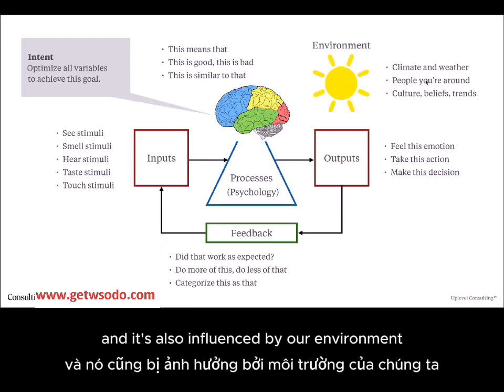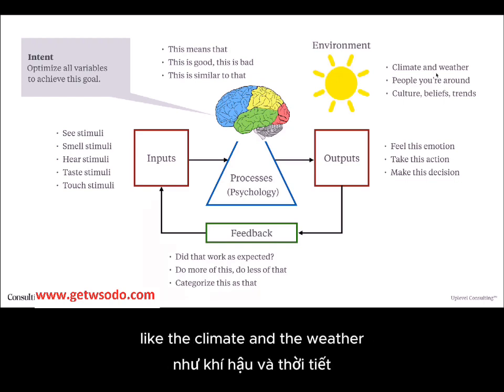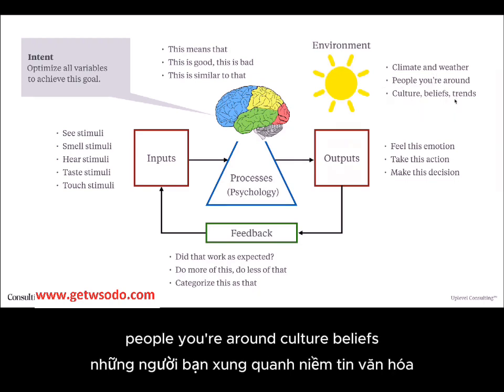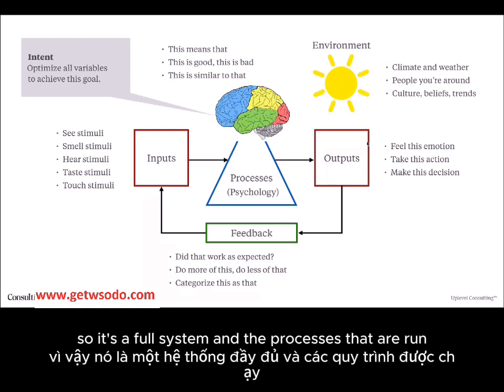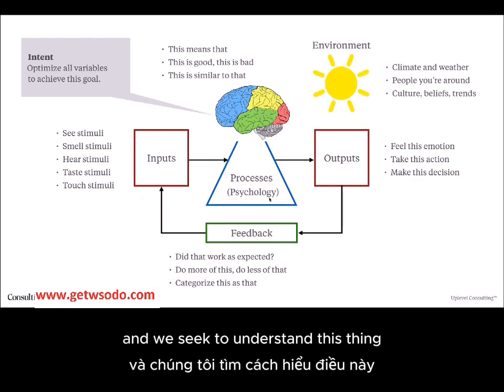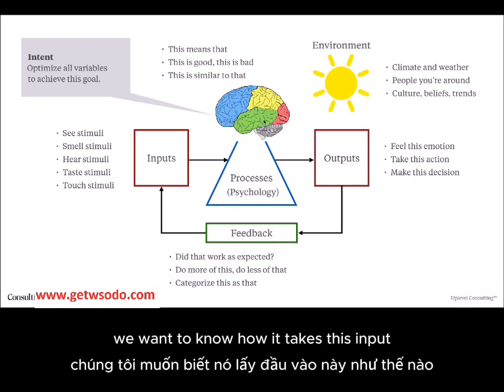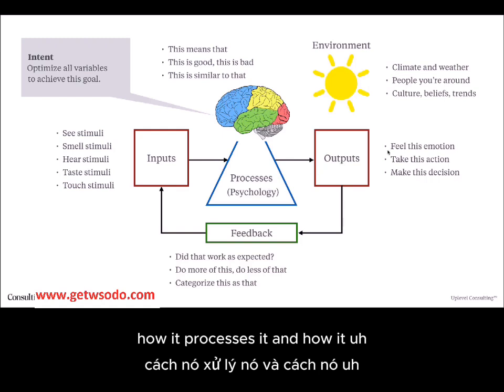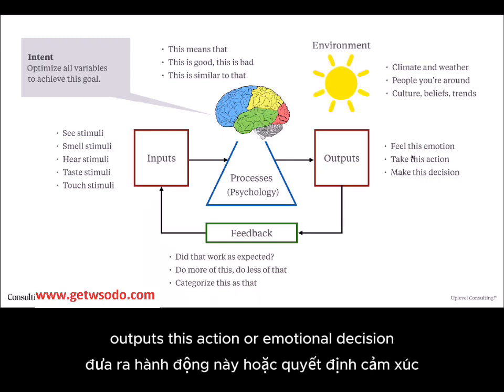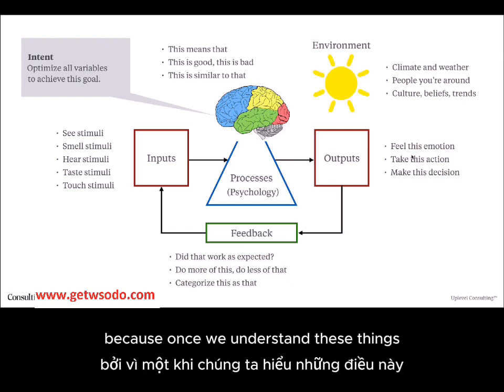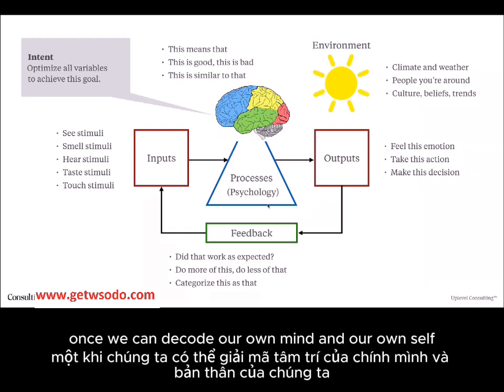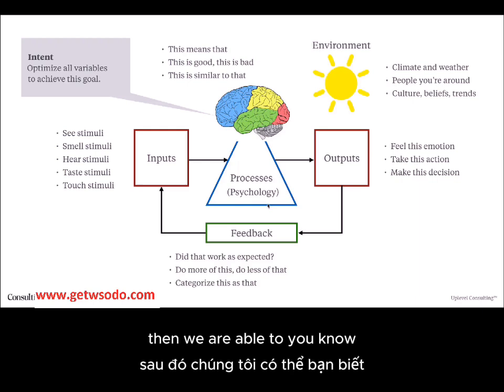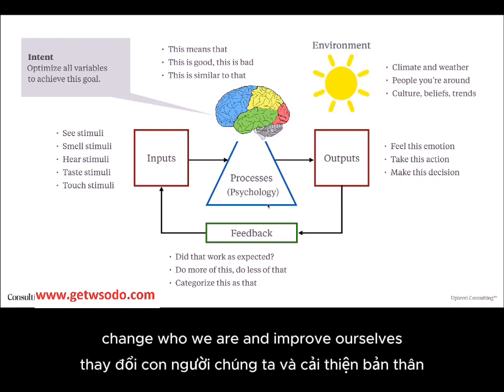And it's also influenced by our environment, like the climate and the weather, people you're around, culture, beliefs, trends, all of these different things too. So it's a full system. And the processes that are run, this is our psychology, and we seek to understand this thing. We want to know how it takes this input, how it processes it, and how it outputs this action or emotion or decision. Because once we understand these things, once we can decode our own mind and our own self, then we are able to change who we are and improve ourselves.